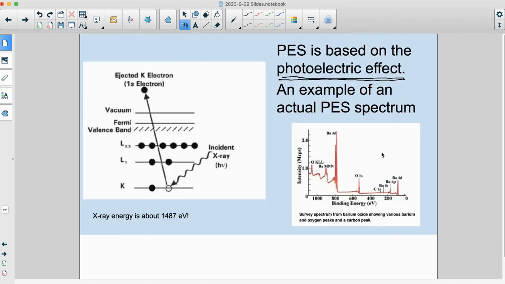And right below is an actual PES spectrum. This comes from a type of PES instrument called XPS, X-ray photoelectron spectroscopy. Here they're blasting barium oxide. So you can see barium, with different peaks from different electrons in different subshells of barium. Then you can also see the oxygen peaks. And there might be a little bit of carbon there. It's hard to get rid of carbon from PES samples.